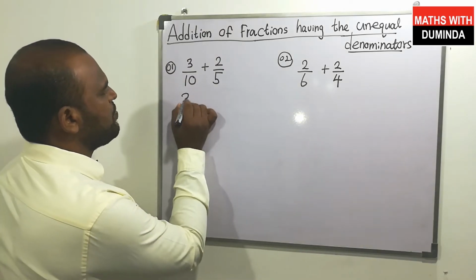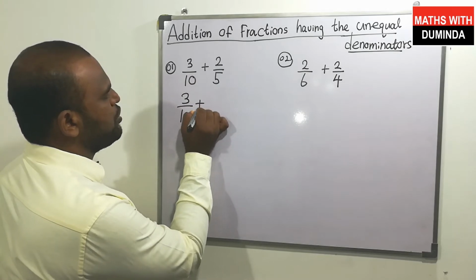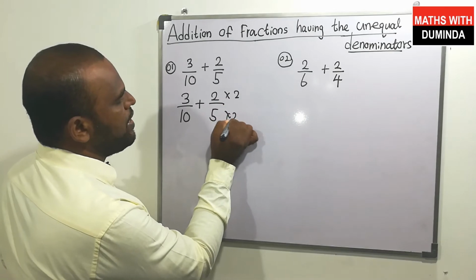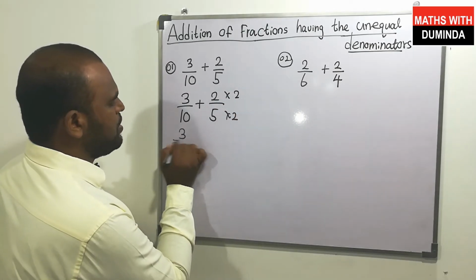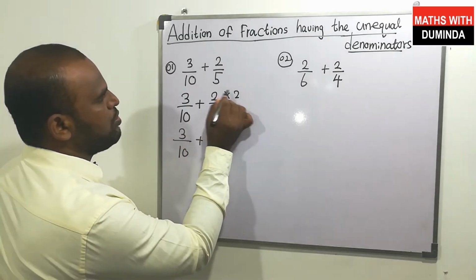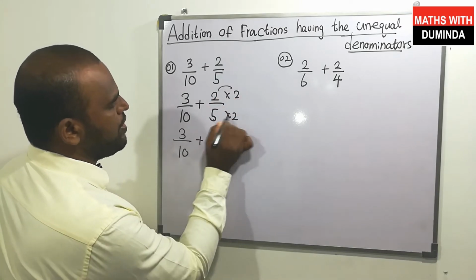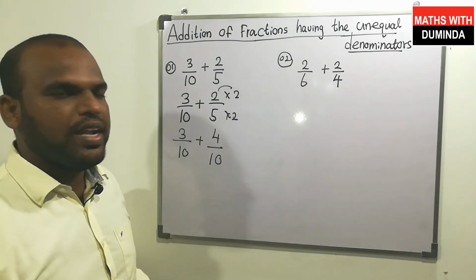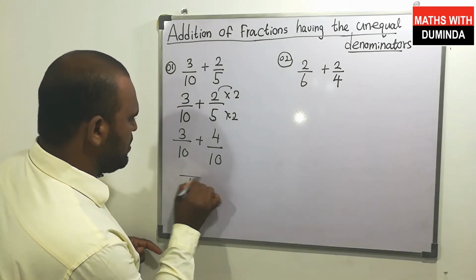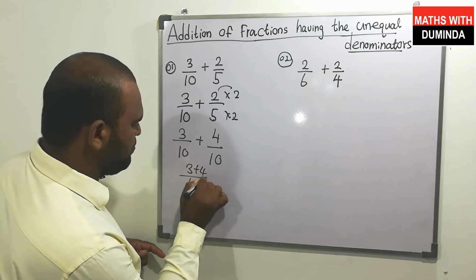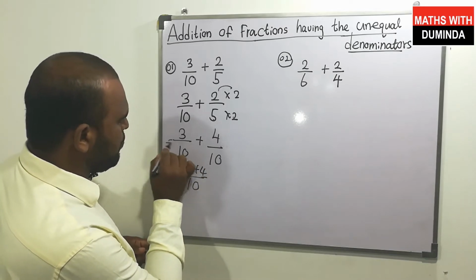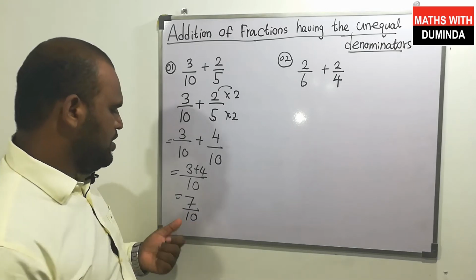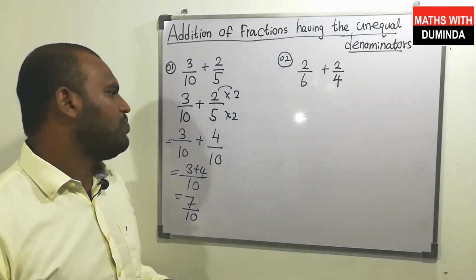The first fraction, write as it is. You don't need to do anything on that. The second fraction, both numerator and denominator, will multiply by 2. So 2 times 2 is 4 and 5 times 2 is 10. We have equal denominators now, therefore we add the numerators. 3 plus 4 is 7, over 10. So this is my final answer, 7 out of 10.